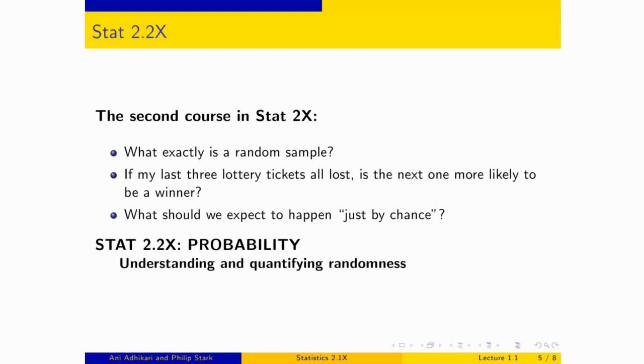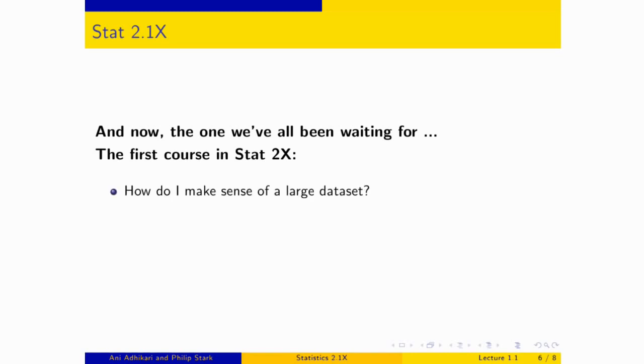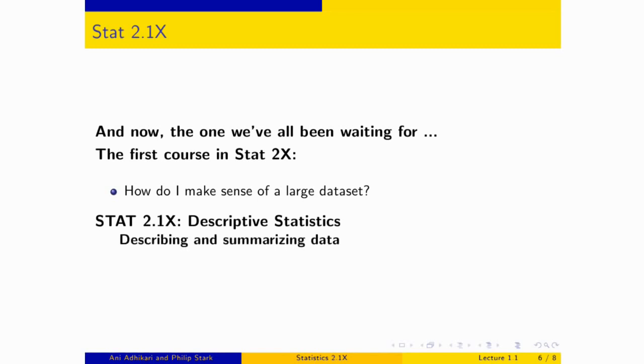Now, regardless of whether you've got your data from a random sample, or whether it's from a census asking everybody, or whether it's from asking your 10 or 15 best friends, you are likely to end up with quite a lot of data. Certainly more than you can just glance at. And in order to be able to answer anything interesting, you're going to have to be able to describe that data. And so, finally, what you've been waiting so patiently for, your course, the first course in the sequence, is about making sense of large datasets. It's called Stat 2.1x, Descriptive Statistics, which, it will come as no surprise, means describing and summarizing data.